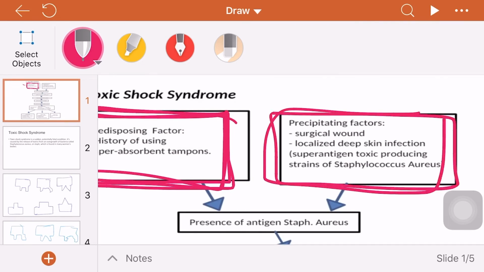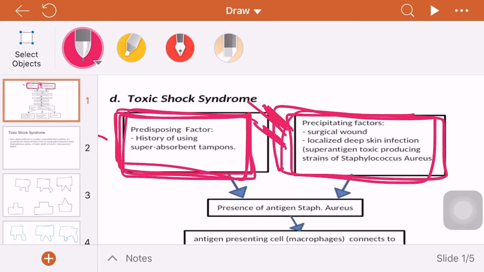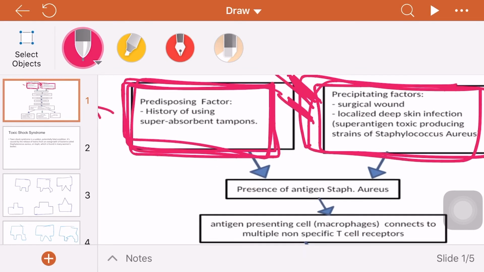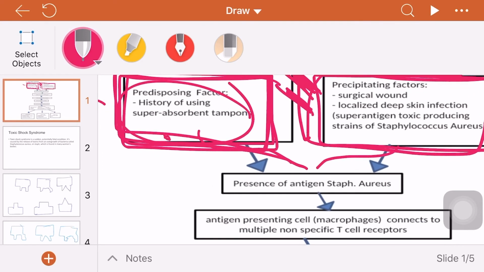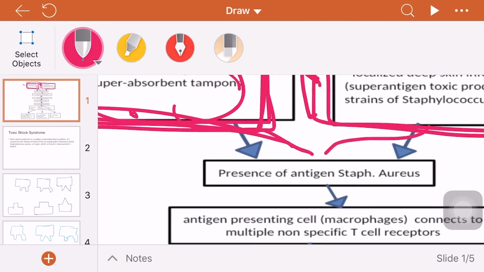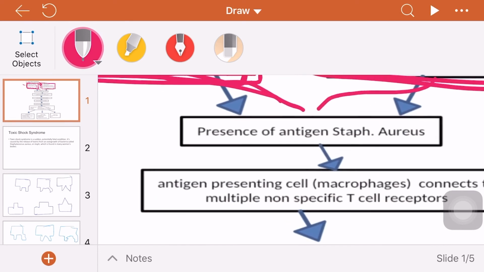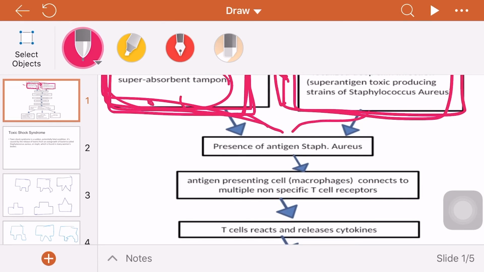Precipitating factors katong onset. You have surgical wound, localized deep skin infection, which is a good avenue for the bacteria to proliferate in the area. Okay, now once naay predisposing factor and precipitating factor, you have history of superabsorbent tampons, naay presence of antigen Staphylococcus aureus. And then, the antigen presenting cell or macrophages connects to multiple non-specific T-cell receptors.